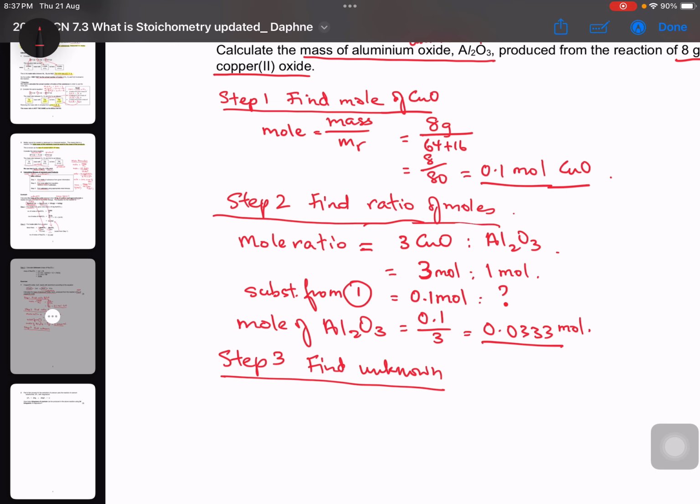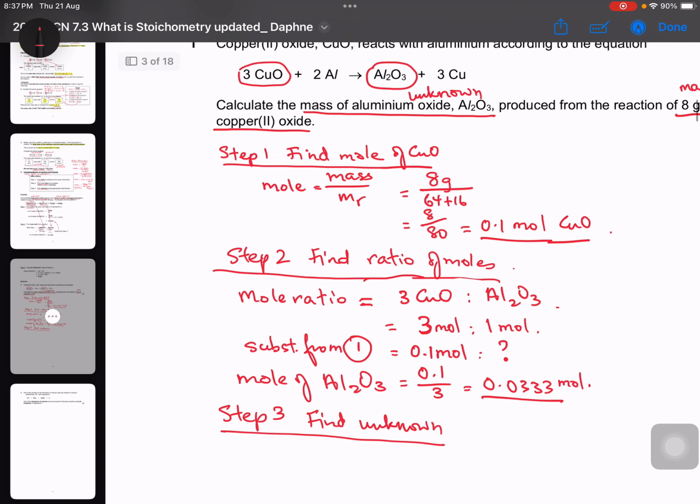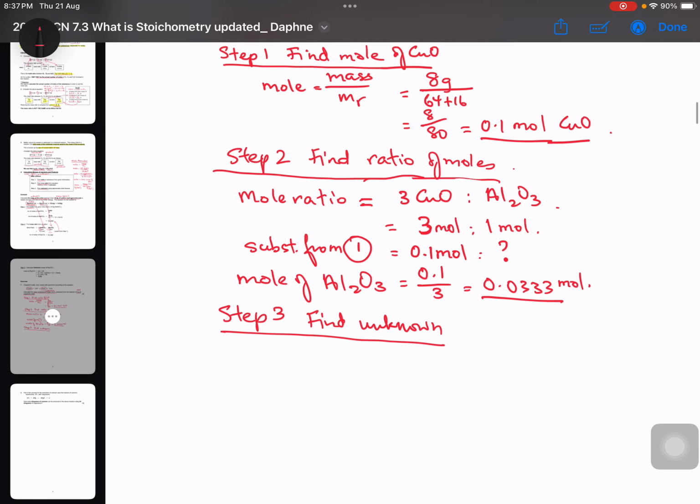What is our unknown? Our unknown is aluminum oxide, and we want to find the mass. So mass of aluminum oxide. What's the formula to calculate mass? It will be mole times MR. And how much is this?